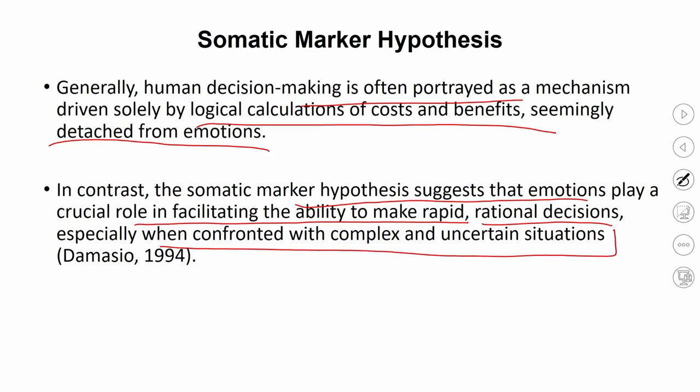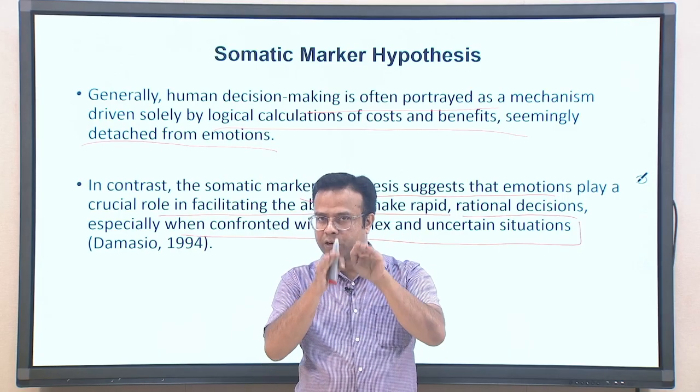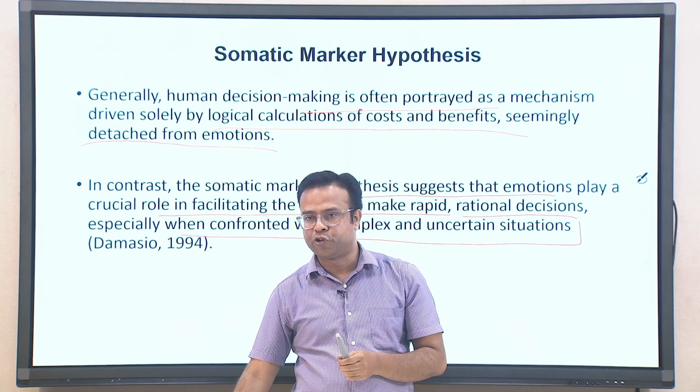So, whenever we are in a very complex, uncertain situation, emotion can play a very important role in making rapid decisions within a short span of time. The normal layman idea that emotions are not important in decision making is actually not well founded, as there is not much research evidence for it. Emotion can play a very important role in decision making.